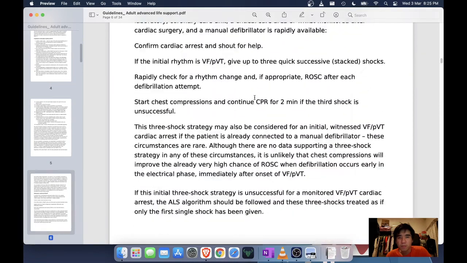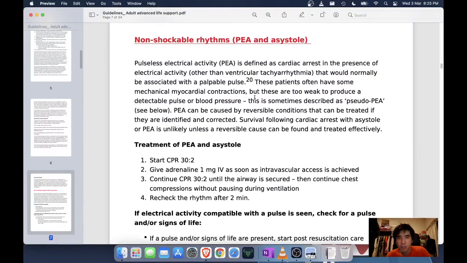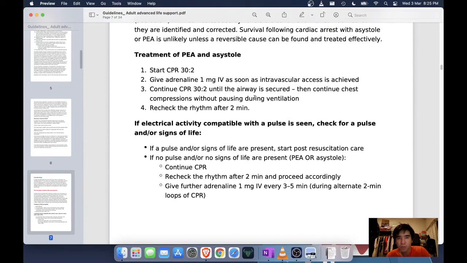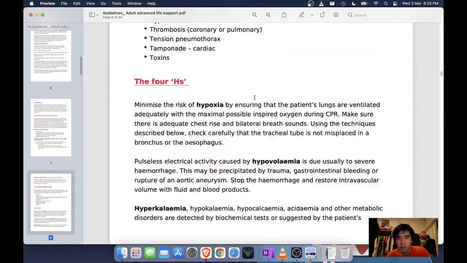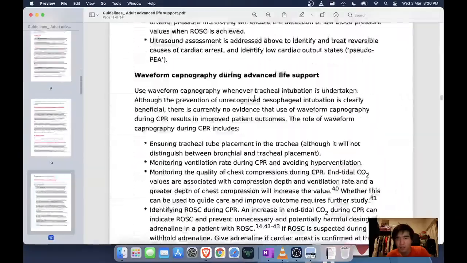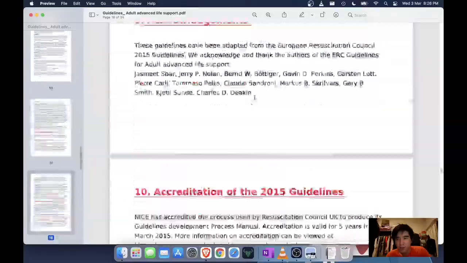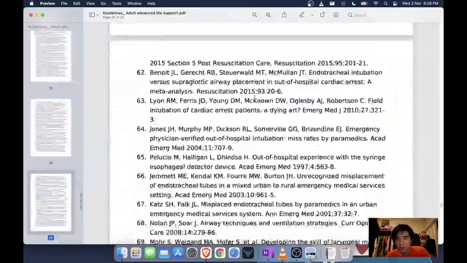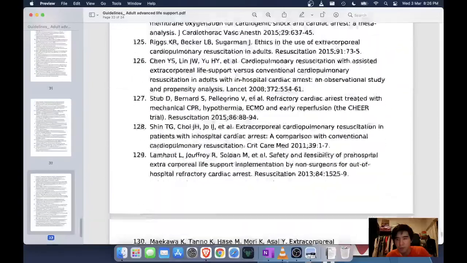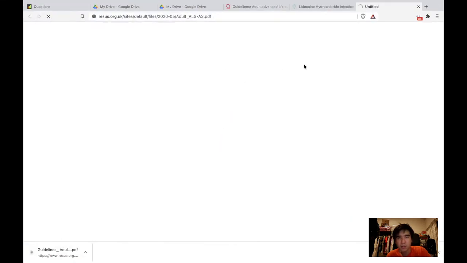Witness monitored VF/pVT, precordial thump, non-shockable rhythms, treatment. Okay. Is there an algorithm summary here? Anywhere? No. No summary. Oh, here. Adult ALS algorithm. Okay, it should be useful.